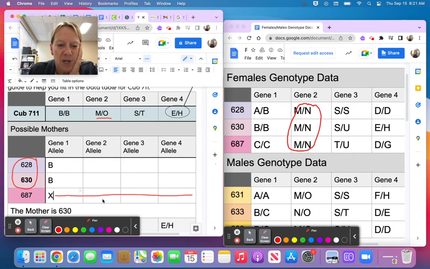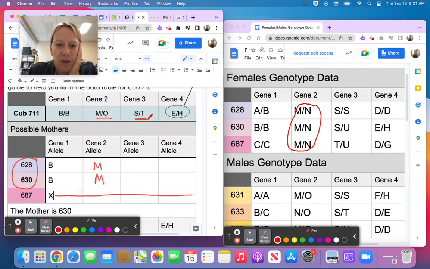Well, we've already eliminated cub 687. And this cub has an M and an O, so they had to get the M from the mom because the moms don't even have O's. So we're going to put M, because we know the moms, in this case, give an M. We're still between these two moms. We don't know who it is yet. Okay, so now we're going to go on to gene 3.